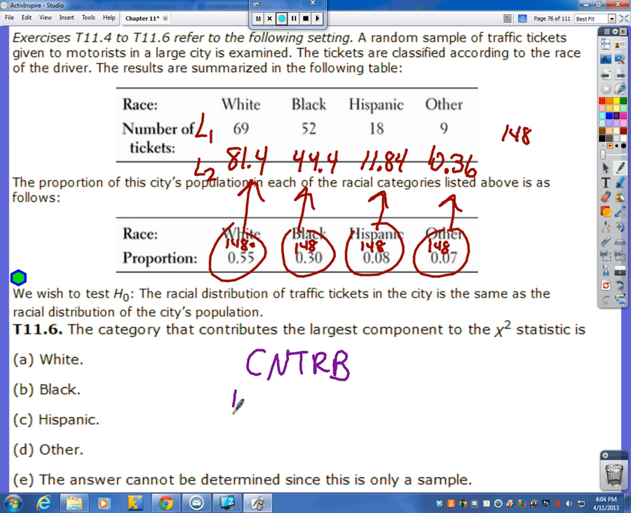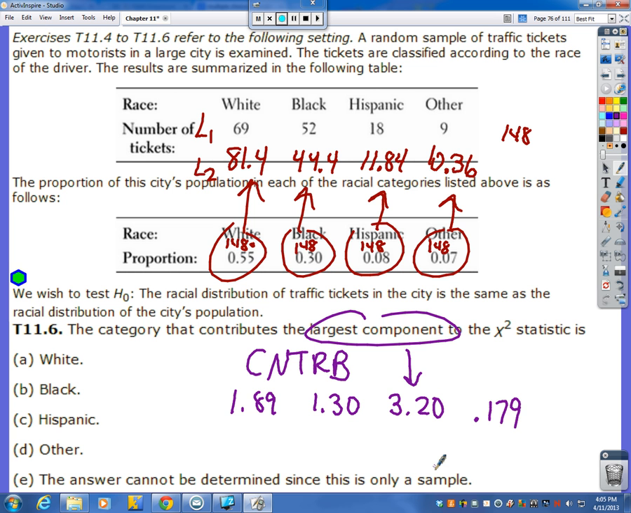So scrolling through that list, I see 1.89, I see 1.30, I see 3.20, and 0.179. So who contributes the largest component? That would be our 3.20, which is for our Hispanic group. So it seems like Hispanics maybe are unfairly pulled over more than the other groups.